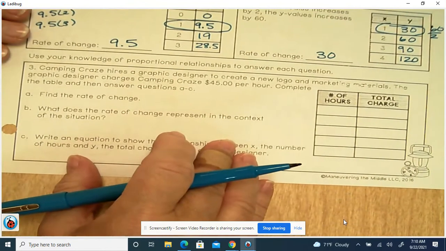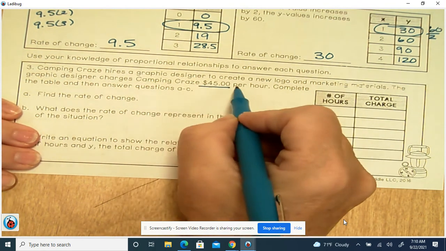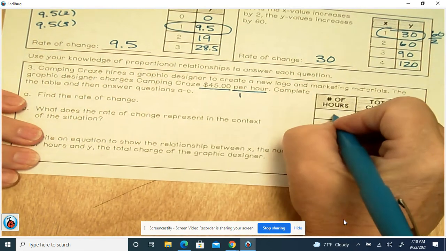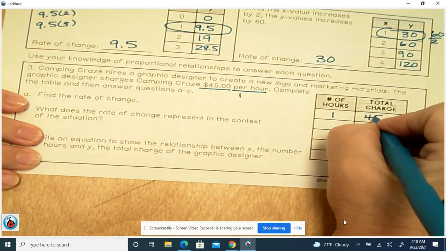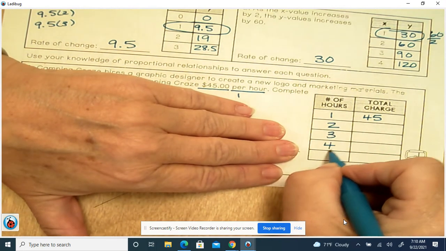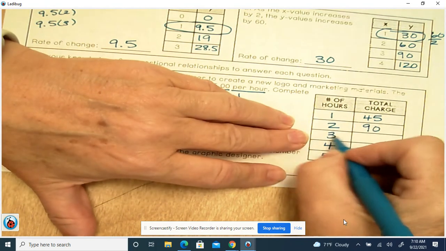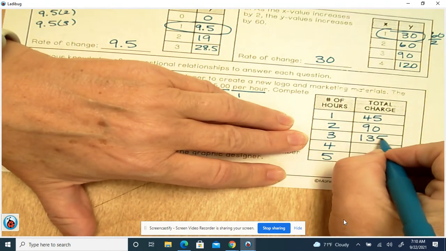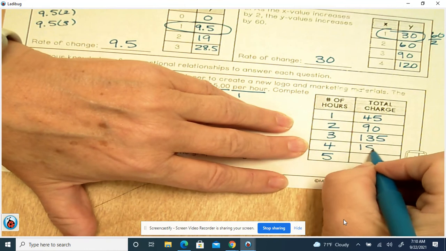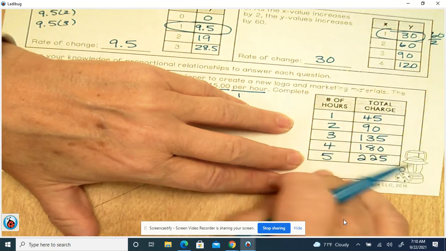Now this table and questions at the bottom. Camping Craze hires a graphic designer to create a new logo and marketing materials. The graphic designer charges Camping Craze $45 per hour. Per is 1. So at 1 hour, they charge $45. Let's fill in this table here. 45 times 2 is 90. 45 times 3 is 135. 45 times 4 is 180. And 45 times 5 is 225.